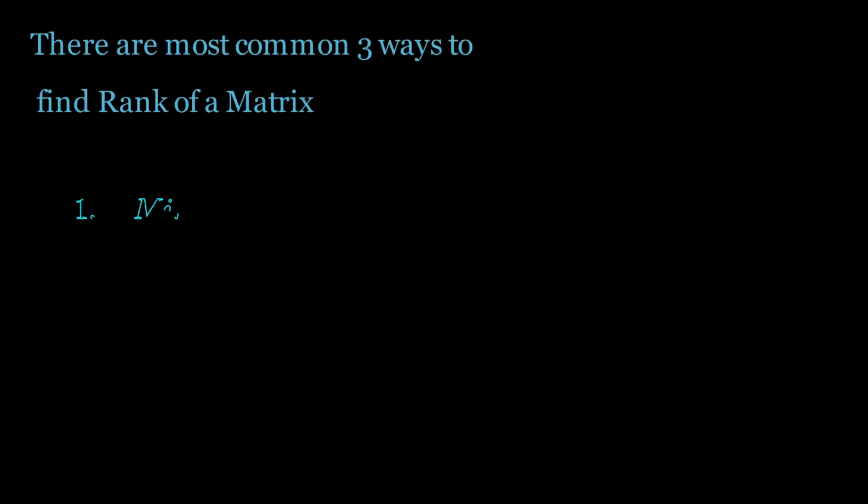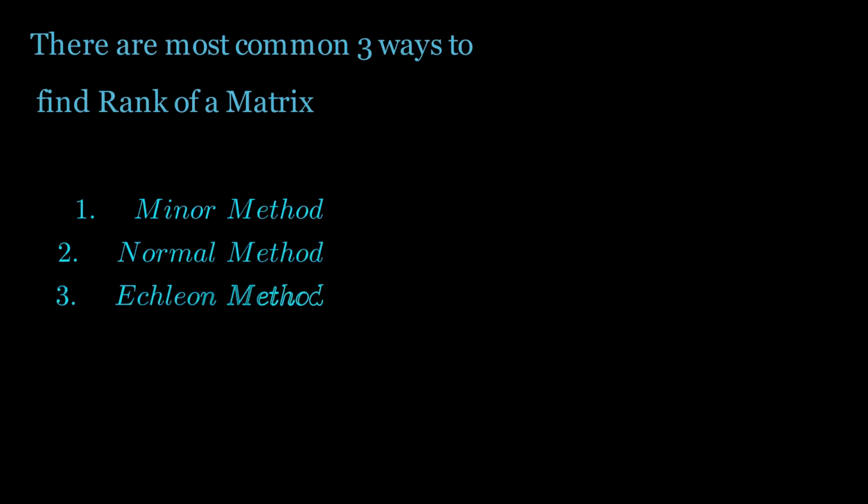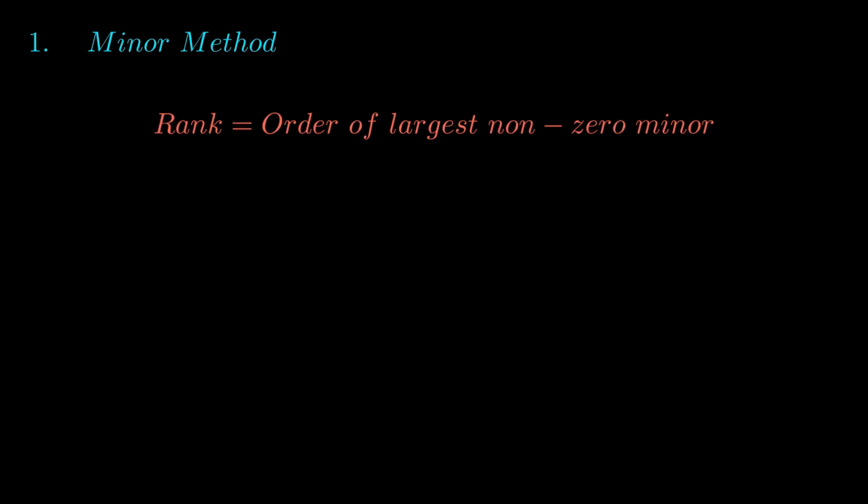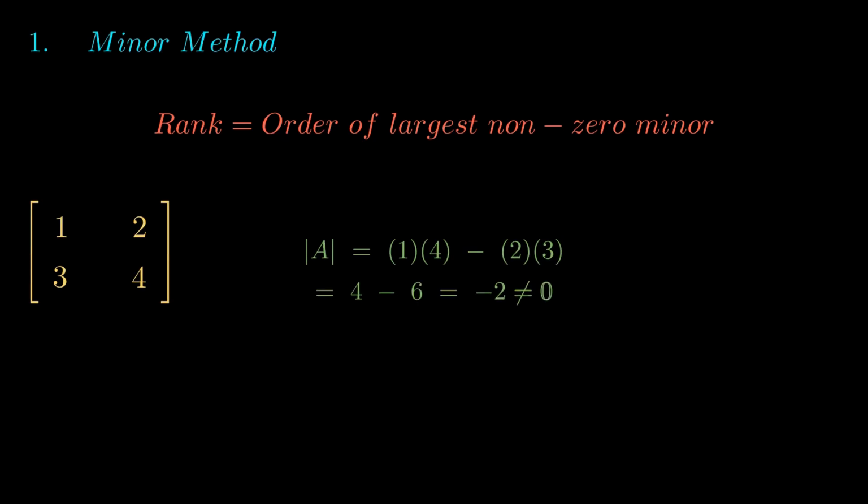Now, how do I even find the rank of a matrix in the first place? There are mainly 3 methods to find it: the first being the minor method, the second being the normal form method, and the last being the echelon method. First, the minor method, which is simplest, but not that effective or useful. In this method, we try to find the largest non-zero minor. Upon doing some calculations, we find this matrix has a minor equal to -2 and satisfies the condition. This method gets harder as the order of the matrix increases.